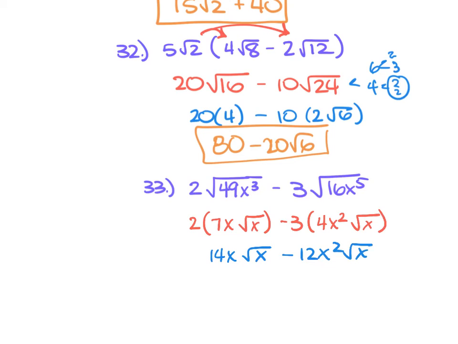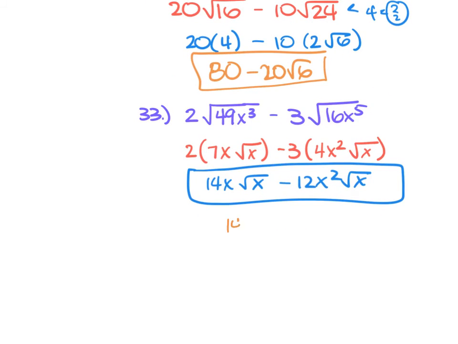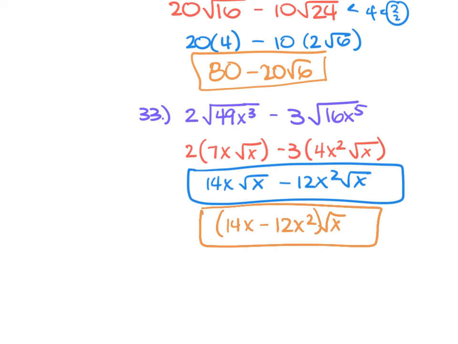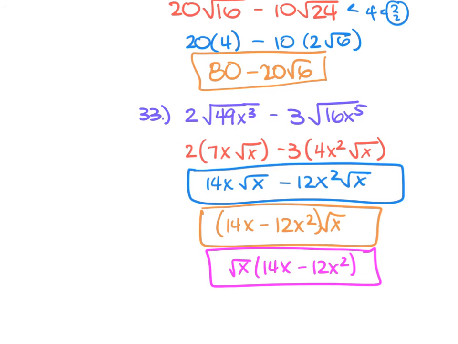Now, you can rewrite these, but you do not need to. So you can leave this like this, or you can write this as 14x minus 12x squared times the square root of x. So these 14x and that negative 12x squared would have to be in parentheses in front of the square root of x. Or you can put the square root of x in front and do the square root of x times 14x minus 12x squared as well. So that way you have factored out that square root of x. It's the same exact thing regardless of the 3 ways that you write it.